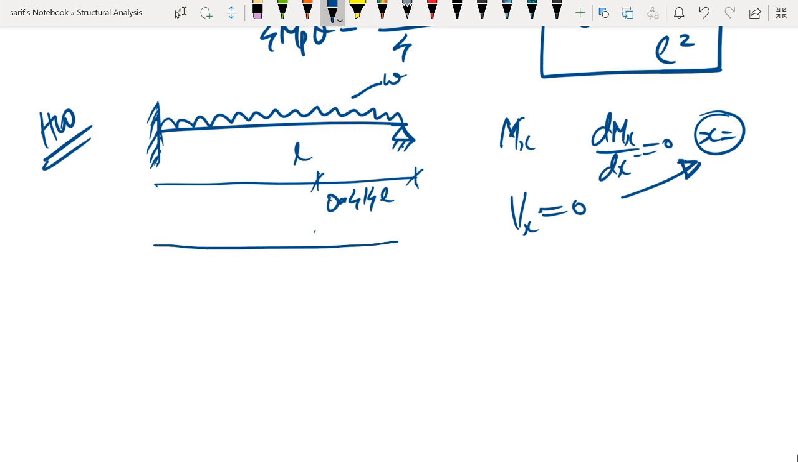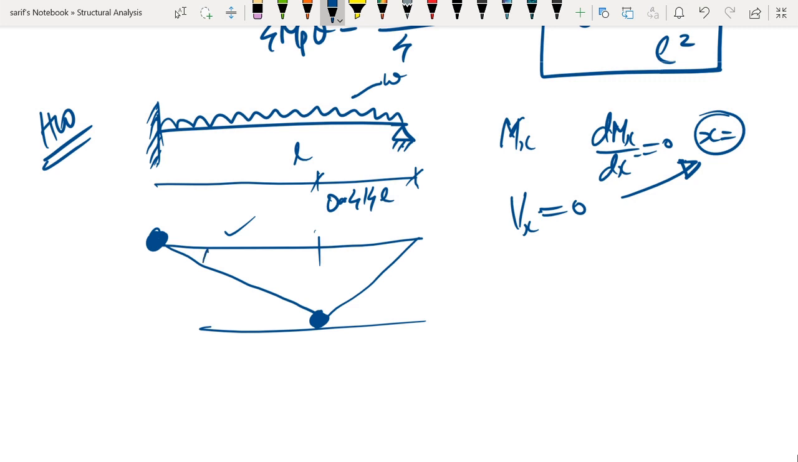So once you know the point of maximum bending moment, things become very easy. The only 2 points where the plastic hinge can form: one is at the fixed support because it is the point where the maximum hogging moment occurs, and second is at this location 0.414 L because that is the point where the maximum span moment occurs. So this distance is 0.414 L. Similarly, we can get the remaining distance, that is going to be (1 minus 0.414) into L.